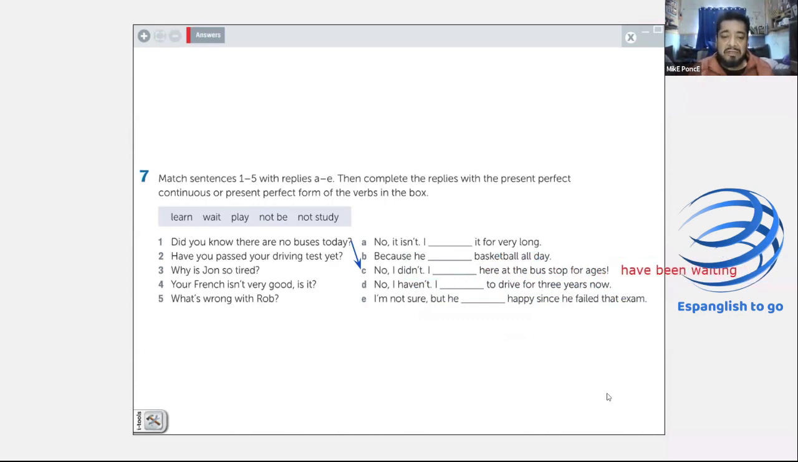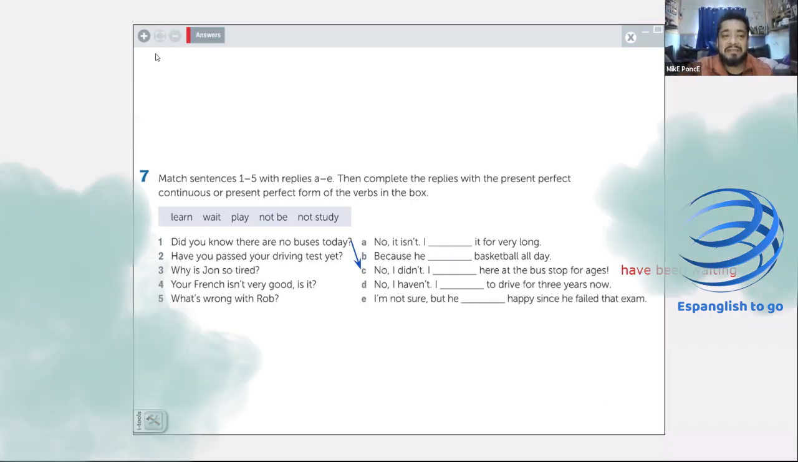So now you have to continue with numbers 2 to 5, matching the questions with the answers and completing the answers with present perfect or present perfect continuous. So this is the moment where you can pause the video, answer the exercise, and when you come back to the video, we will check our answers together. Come on, go there, guys, work individually on this activity.